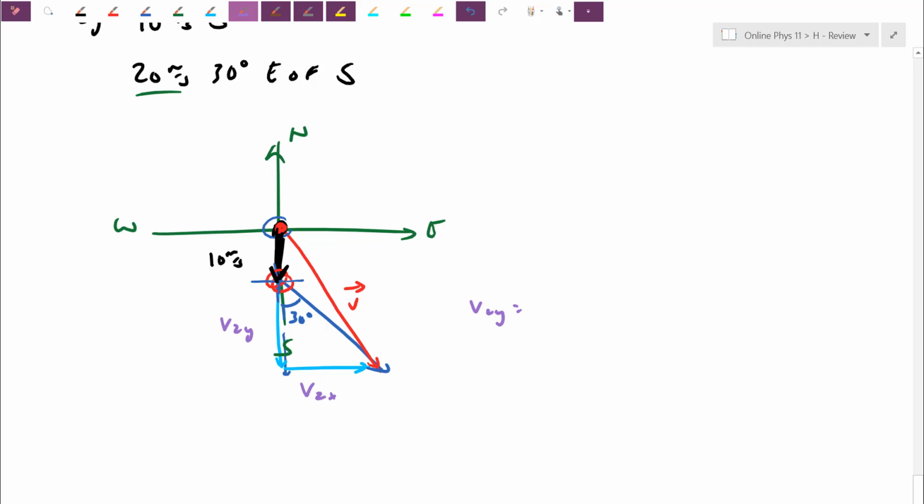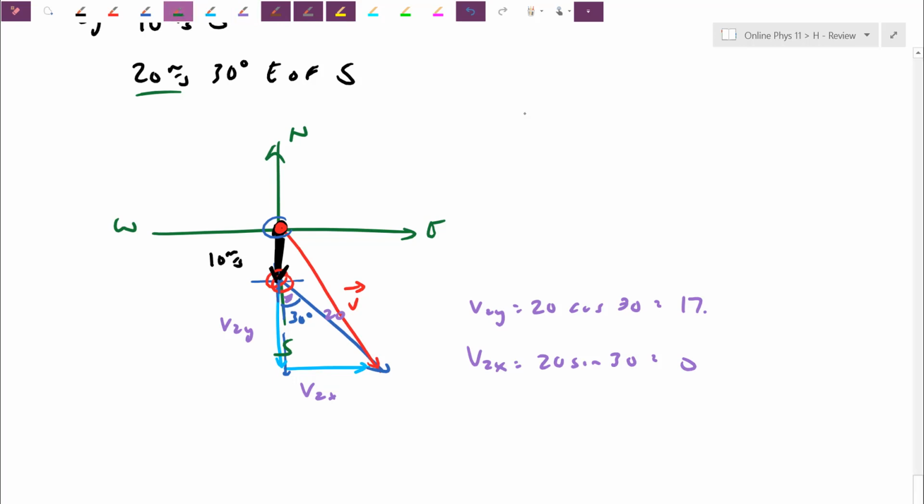v2y is actually given by our hypotenuse, which I know was 20. We use our SOHCAHTOA here. This is the adjacent side to the 30 degrees, so 20 cos of 30. Make sure you're in degree mode again. v2x is actually going to be the sine, 20 sine of 30. 20 cos 30 gives us 17.3, and then 20 sine 30 gives us 10. All right? And now we've actually created a new triangle.